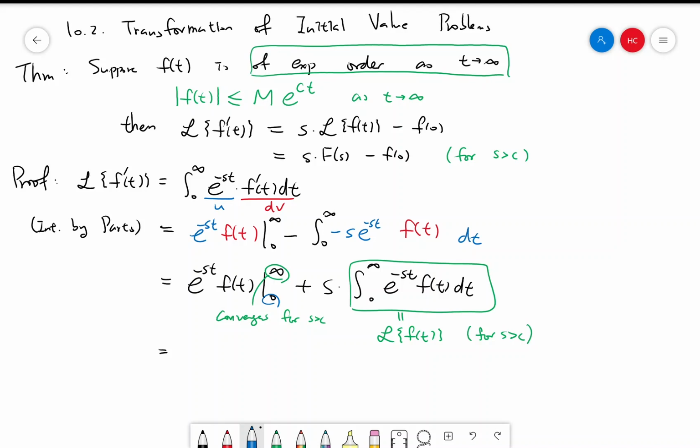So when we plug in t equal to 0, we get negative f of 0, and then the second term is s times the Laplace transform of f of t. So this is equal to s times the Laplace transform of f of t minus f of 0, which is what we had in the statement. We can also rewrite this as s times F of s minus f of 0.